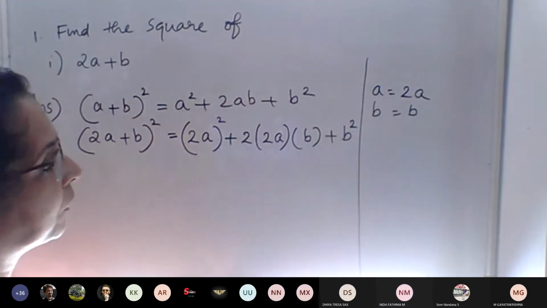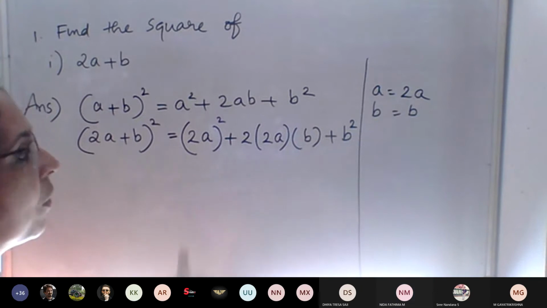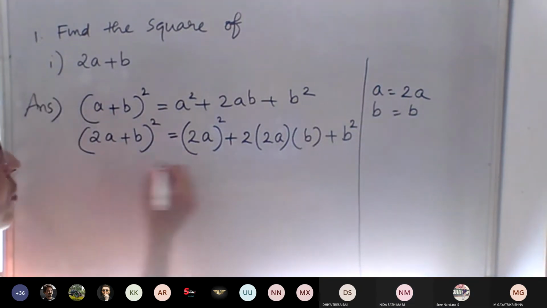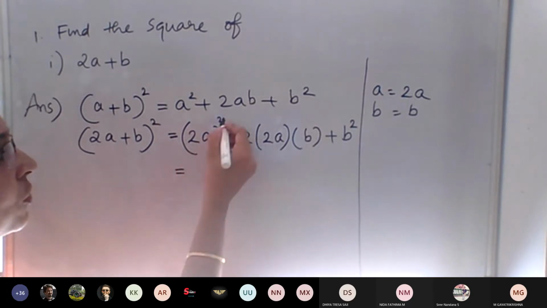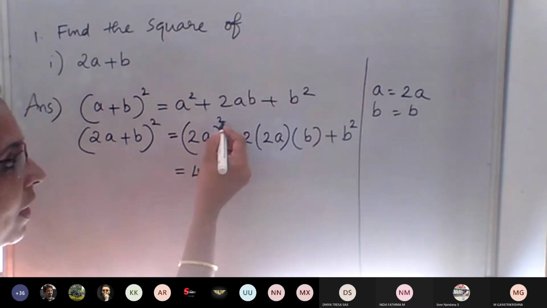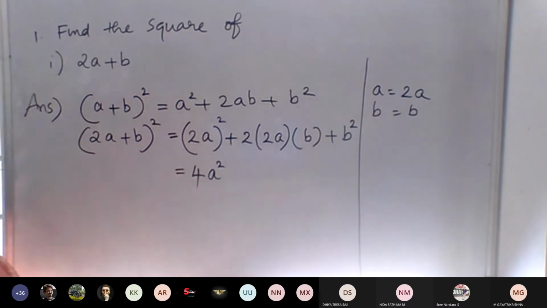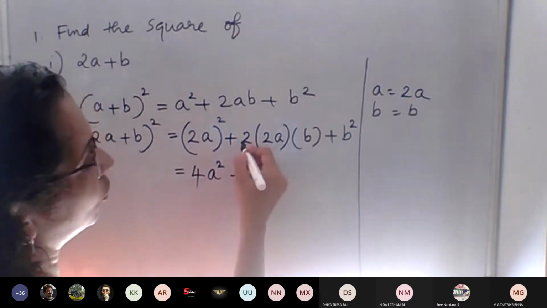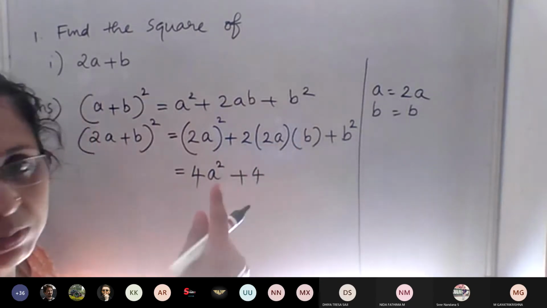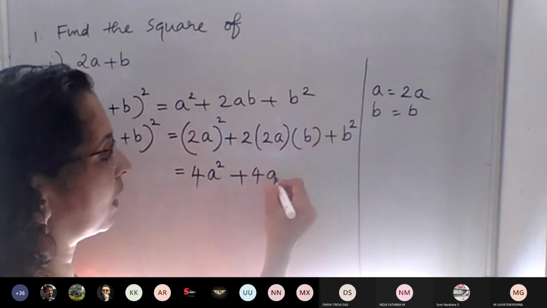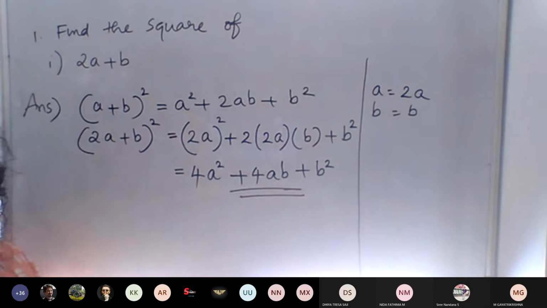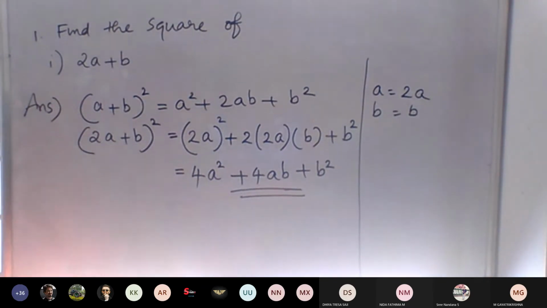Any doubt in this step? No, ma'am. So 2a plus b whole square is 2 square a square, since the square is common for 2 and a. So 2 square is 4, a square is a square. Then plus 2 into 2, 4. Multiply numbers first, then variables. a into b we can write together, ab. Plus b square. This is your answer. Easy, no?